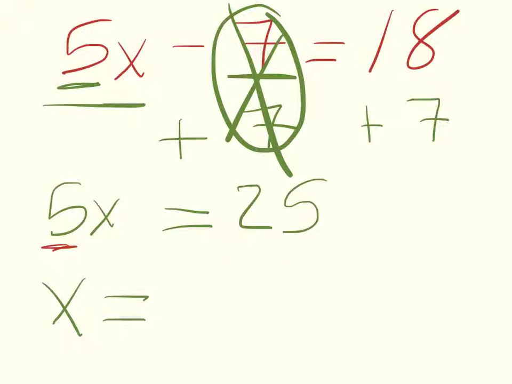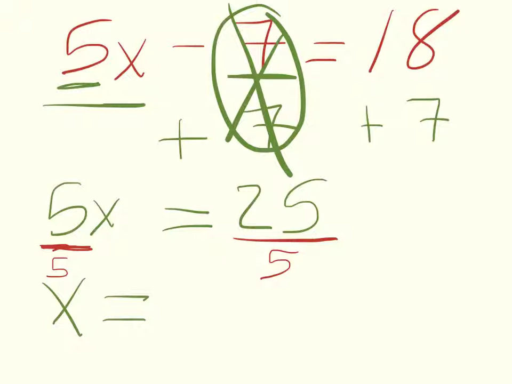I need to isolate it. I'm trying to get x by itself. So it's saying take 5 times x, and that equals 25. In order to get rid of that 5, I need to divide by 5. So I divide that by 5. Again, the opposite of multiply, because it says 5 times x equals 25.